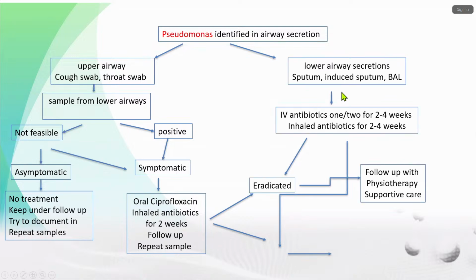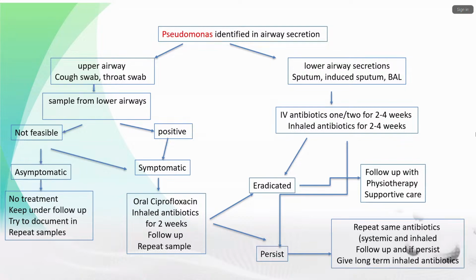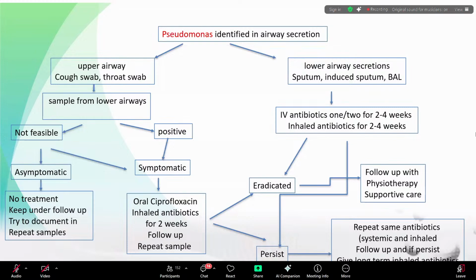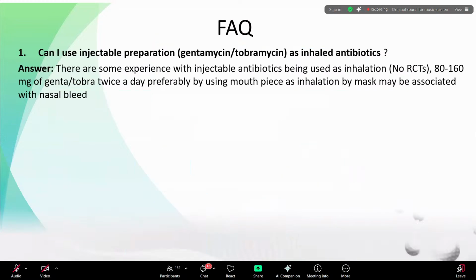And if you have already taken a sample from lower airway secretions like sputum, induced sputum or bronchoalveolar lavage, then you give an intravenous antibiotic, one or two in combination, for 2 to 4 weeks. Along with that, inhaled antibiotic for 2 to 4 weeks, and then you do a repeat sampling. If it is persisting, then you decide about treatment as a chronic respiratory colonization.